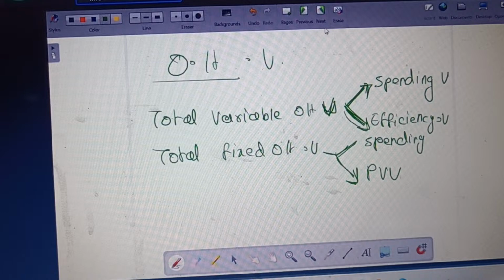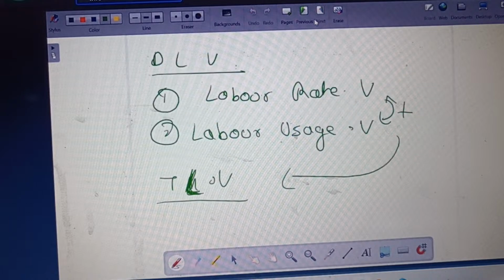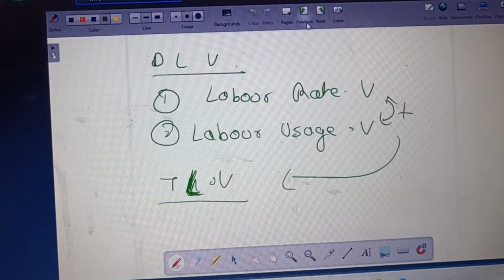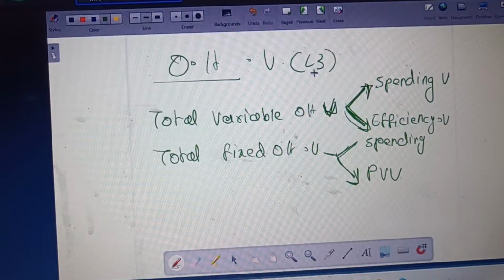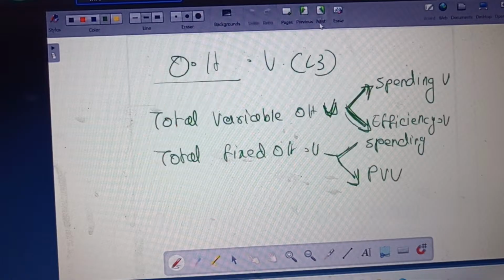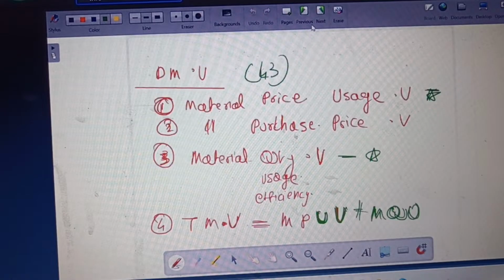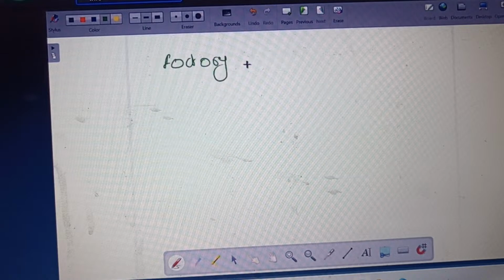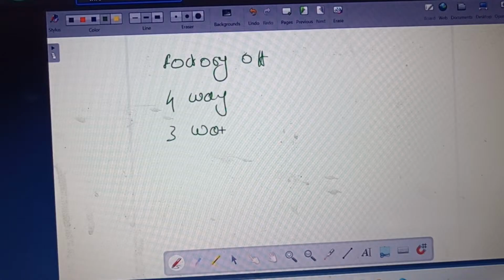All right, and then we have to learn about factory overhead variance, whatever I explained. This is level 3. This is level 3. And this is level 3. This is also level 3. Then we have 4-way analysis, 3-way analysis, and 2-way analysis. This is also level 3.